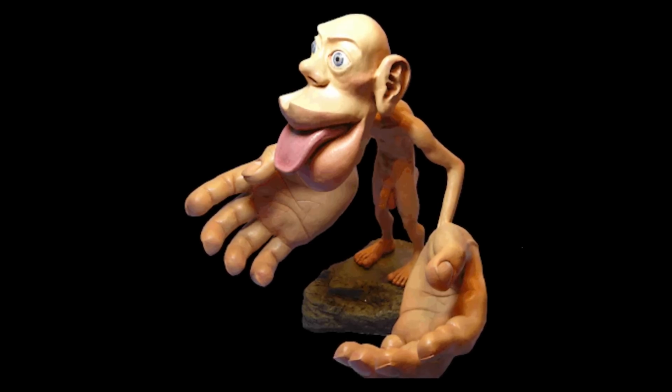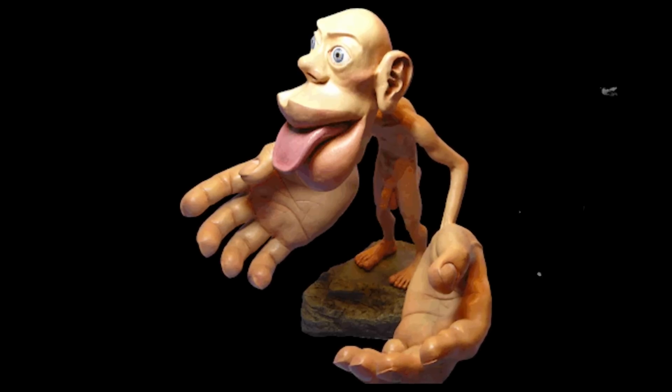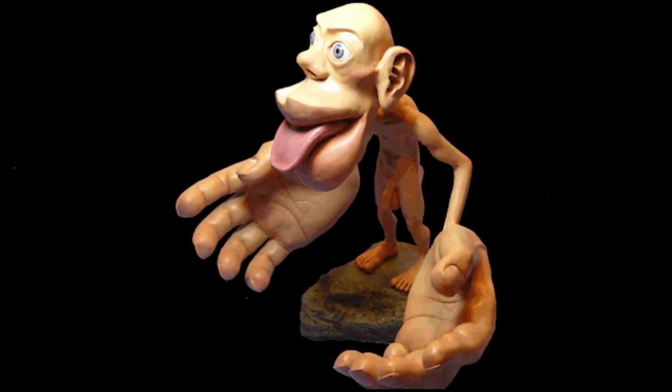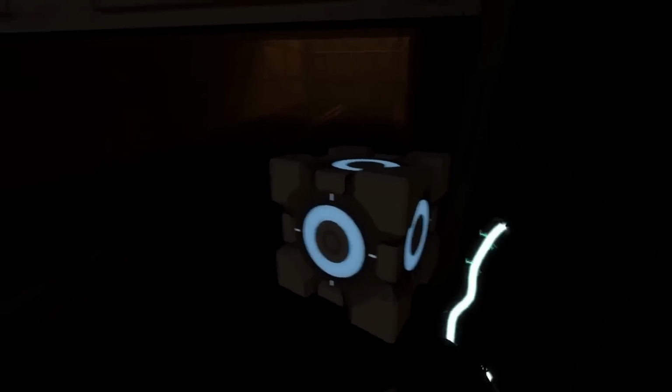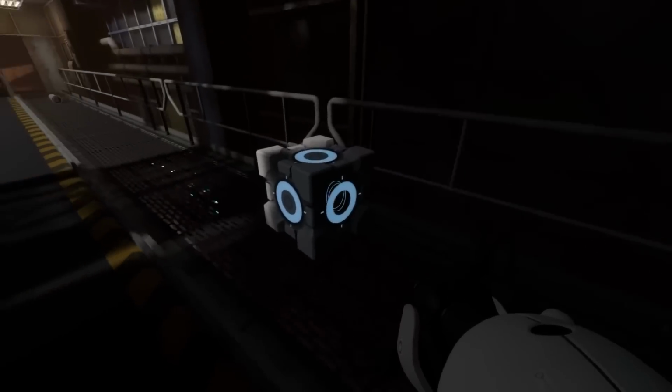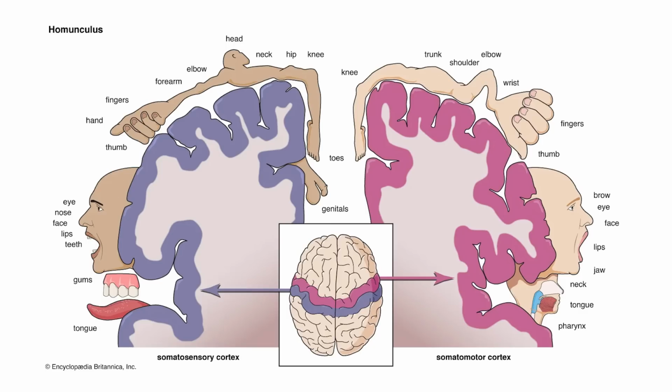Your hands and face, for example, are shown much larger because they need lots of nerves and require precise movements and sensations. This visual representation helps scientists understand how different parts of the brain control different parts of the body. It's not an actual tiny person in your brain, but a tool that looks like a distorted human figure to show which areas of the body take up more brain space.